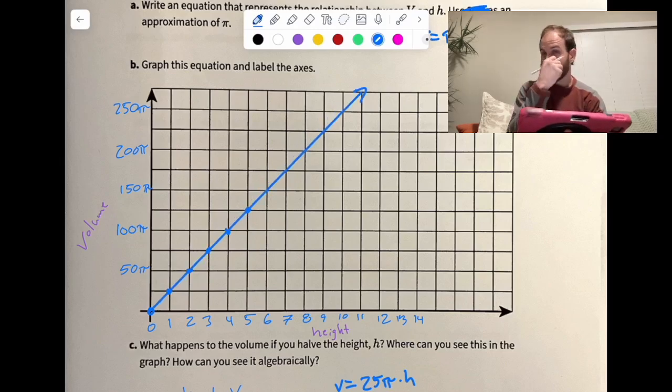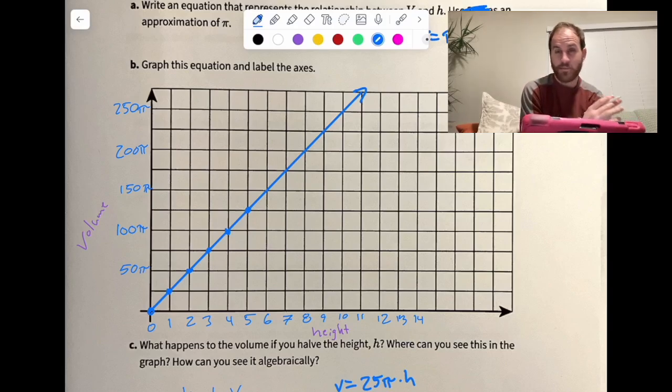Y'all can already start to see some key factors in this relationship. First of all, it's proportional. If we multiply the height by something, we're multiplying the volume by something. But also it's a linear relationship. You can see that because the line is not curving or bending. It's a straight line. Pretty simple stuff here, right? If we multiply the height by a number, we're multiplying the volume by the same number.